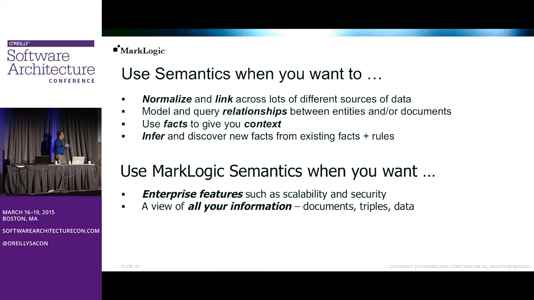So when does semantics help us? Well, I've got a couple of thoughts here about normalizing and linking across different sources of data. That data integration problem is one that we face regularly, right? It's a very common situation that these different data sources creep up over time for a variety of reasons. Sometimes it's just inevitable. Sometimes it could be prevented, but doesn't.